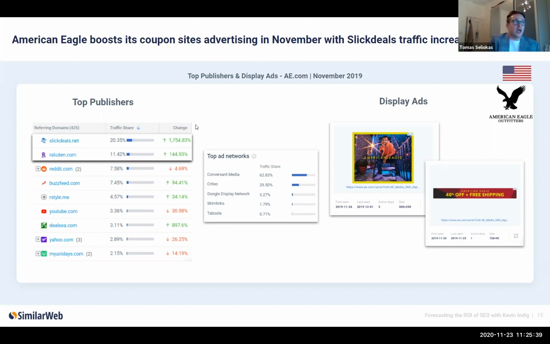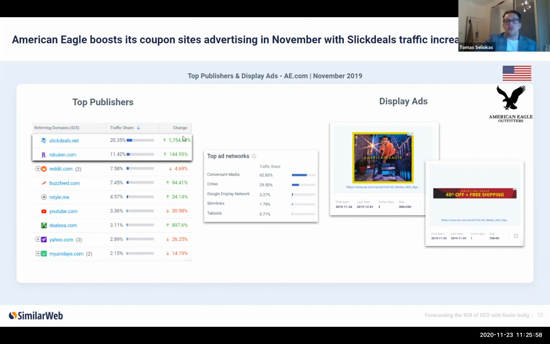And this is comparing October to November. And it's so obvious that Slick Deals and Rakuten is top strategy for them, as they combine already for 30% of traffic. So every third display ad click is coming from these two websites. Then we see how much growth it is during that time.